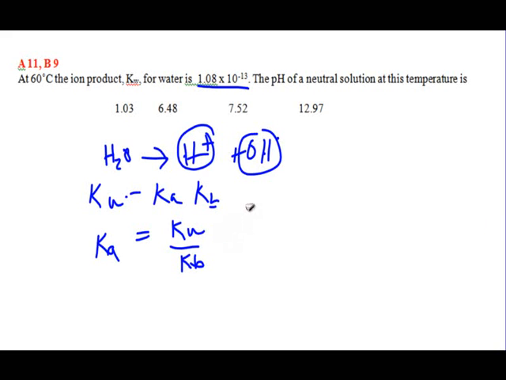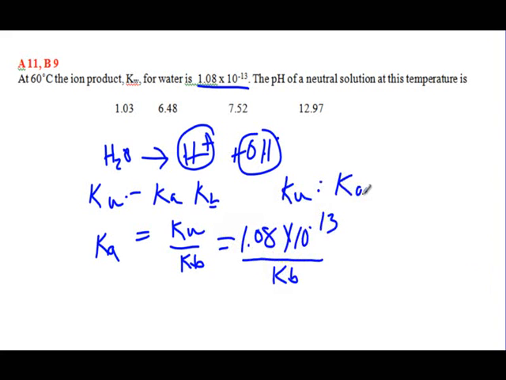Alright, so you're probably already done with this, but let's just take a look real quick. So it's going to be 1.08 times 10 to the minus 13, over my Kb. But my Kb and my Ka are the same, so what I should say here is Kw is equal to Ka squared, right? So Ka squared is equal to 1.08 times 10 to the minus 13. So the square root of this is equal to the square root of this.